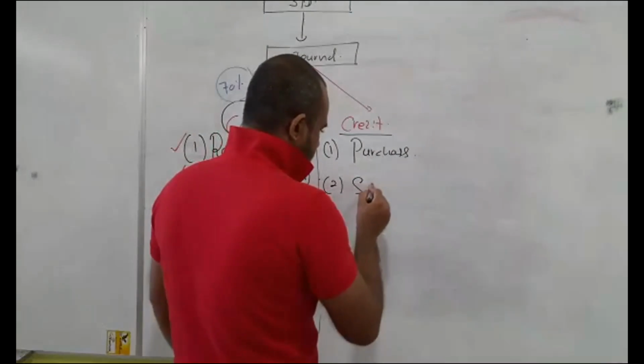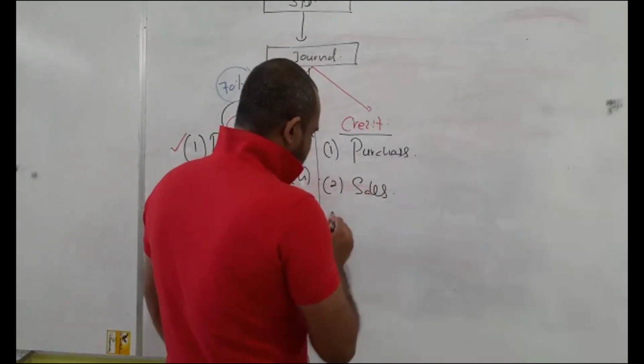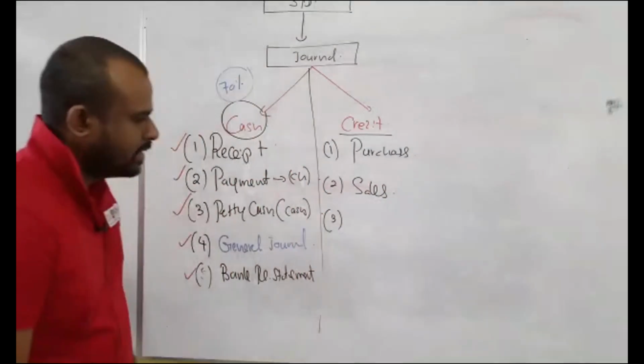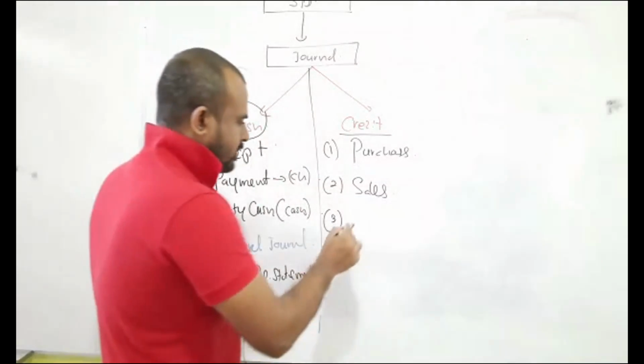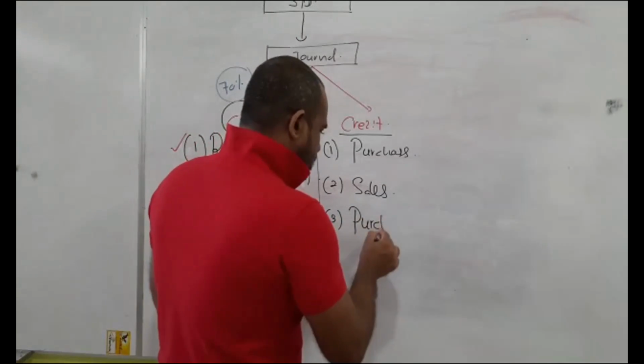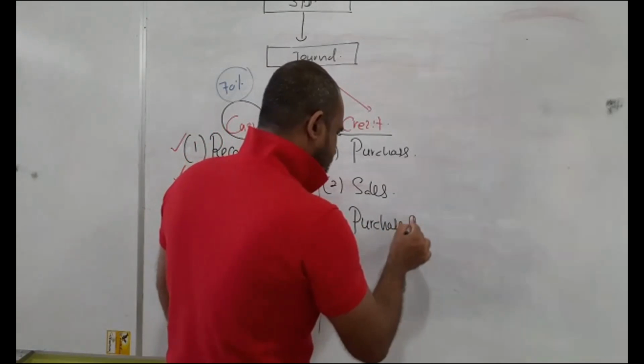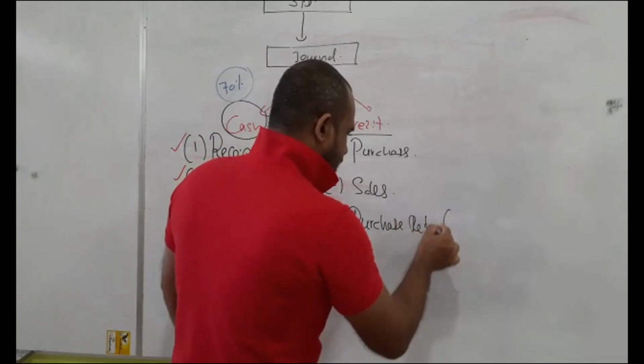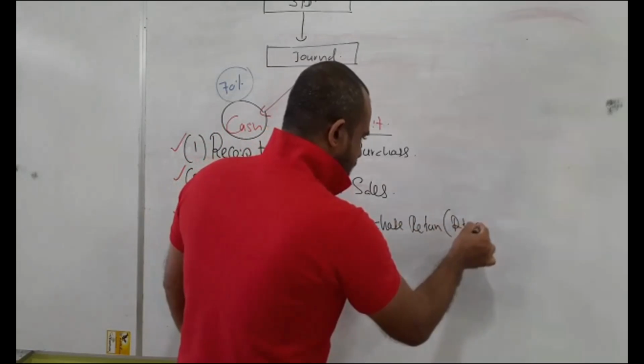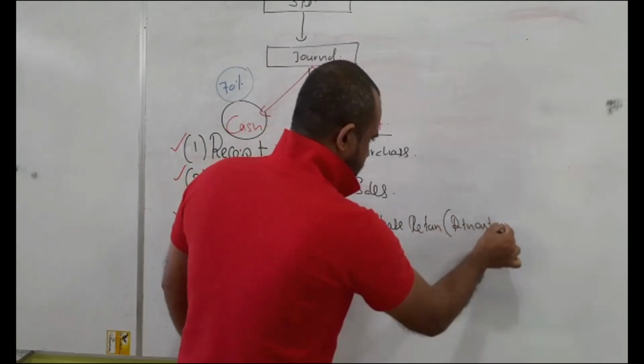Next, sales journal. What's next? Sales journal. Next one, purchases return. You also know this as the return outward journal.